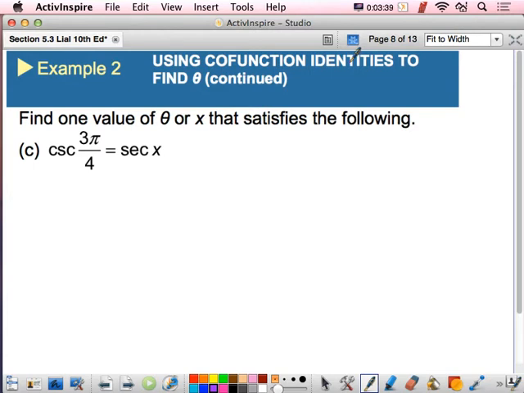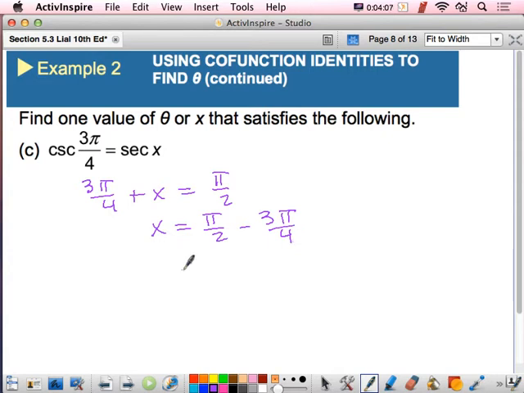Okay, so for this one, we are given the cosecant of 3 pi over 4 equals the secant of x. Because it's in radians, we don't want to add them up and set them equal to 90. We want to set them equal to pi over 2. So we will take 3 pi over 4 plus x and set it equal to pi over 2. Subtract 3 pi over 4. We have pi over 2 minus 3 pi over 4. And hopefully by now you guys could do that without a calculator. You're finally learning how to add and subtract.